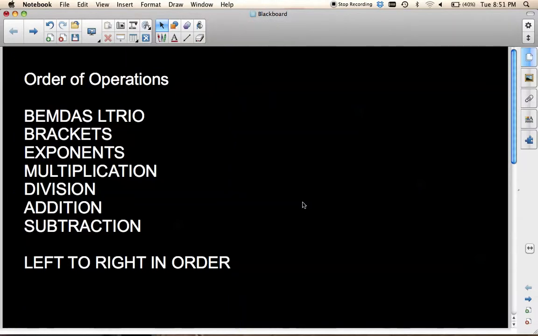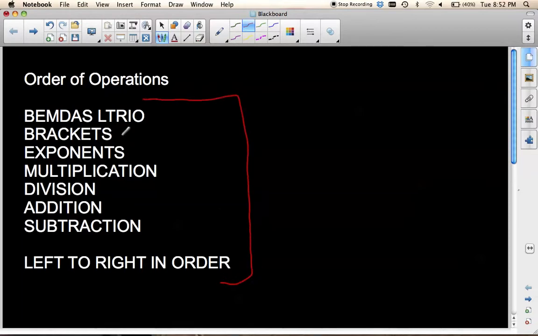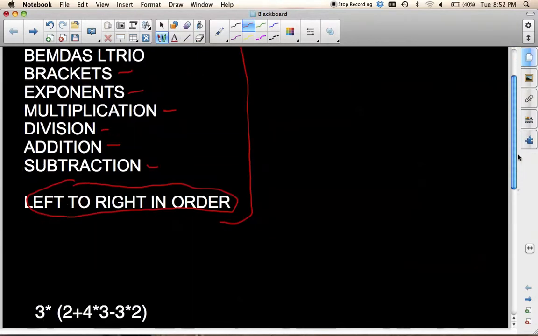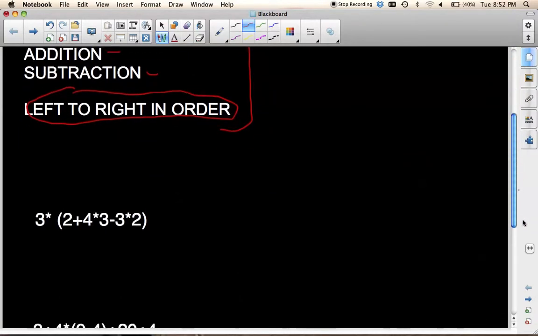So remembering these different steps will be very, very helpful for us in solving our order of operations. So we start with our brackets, then our exponents, multiplication, division, addition, subtraction, and we always go, no matter what we're doing, from left to right in order. So if we go and look at our first problem.